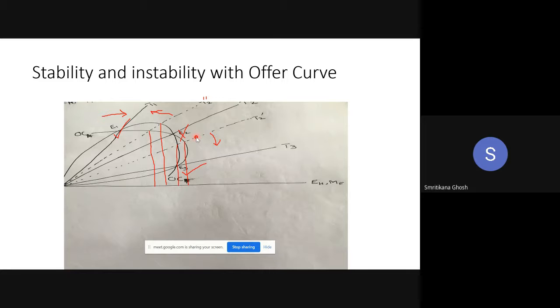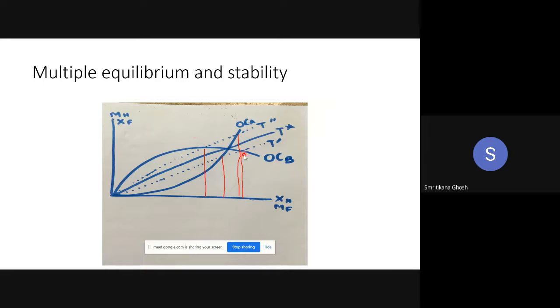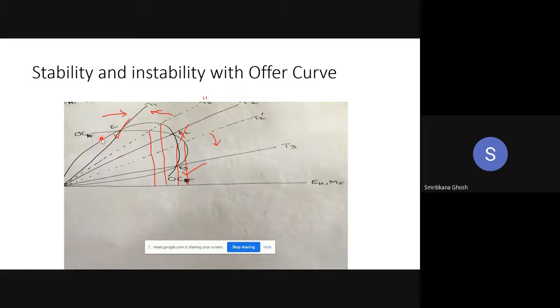The reason is import inelasticity, right? So here, in this case, import is elastic. That is why offer curves are upward rising. For both the countries, imports are elastic by nature. But here, for example, in case of E1, the import elasticity of the home country is less than 1. For E3, the import elasticity of the foreign country is less than 1. And at E2, import elasticity of both countries is less than 1, because both are backward bending now.